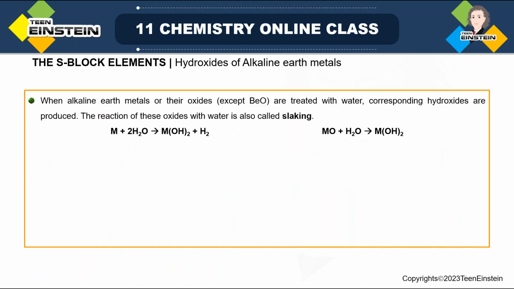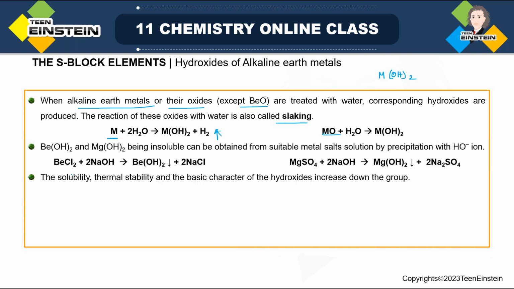Next is hydroxides. So the hydroxide general formula. When alkaline earth metals or their oxides, remember except beryllium oxide, are treated with water, you can get hydroxides. In the first equation, we are treating the metal directly with water, and we are getting hydroxide and hydrogen gas. In the second equation, we have taken the oxides of the metals and treated them with water, and we are getting M(OH)2. The reaction of this oxide with water has a specific term, which is slaking.